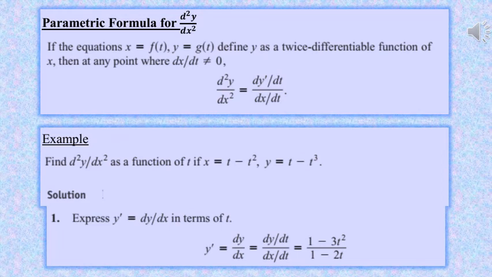In this example, find d2y by dx2 as a function of t if x equals t minus t square and y equals t minus t cube. For d2y by dx2, we first calculate dy by dx. For dy by dx, we first calculate dy by dt and dx by dt. dy by dt is 1 minus 3t square, and dx by dt is 1 minus 2t.